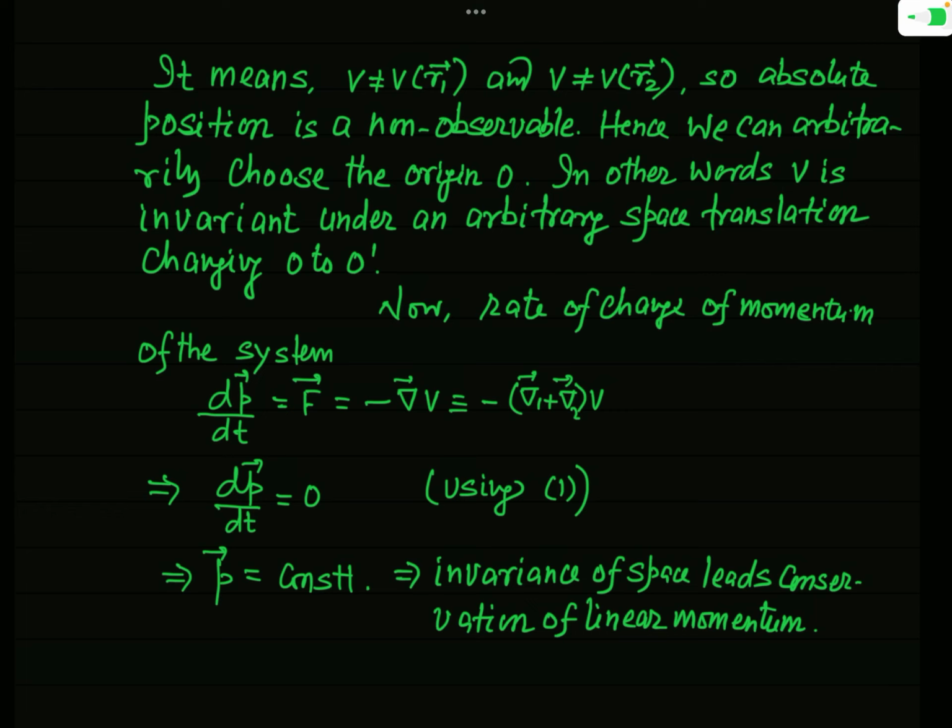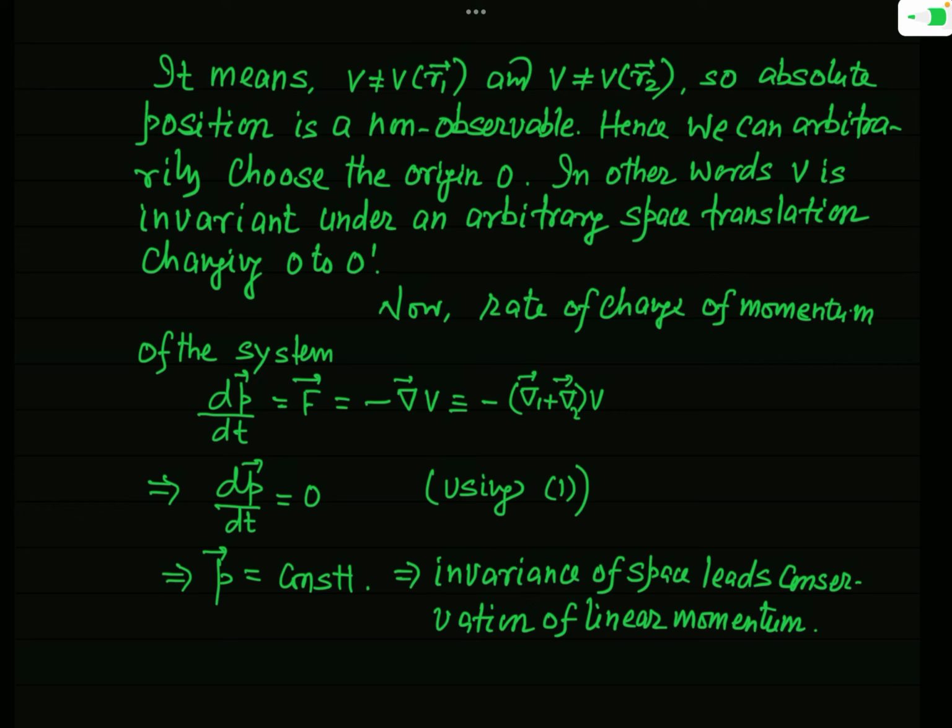Okay. So what I have told you is that the absolute position is actually non-observable because it depends on the selection of our origin, and the origin selection is arbitrary. So it is not measured in an experiment. To measure the interaction energy, we have to measure the difference of the position vectors, that is the distance or separation between the two particles. So you can say that the interaction energy is actually invariant under an arbitrary space translation of the origin from O to O dash.